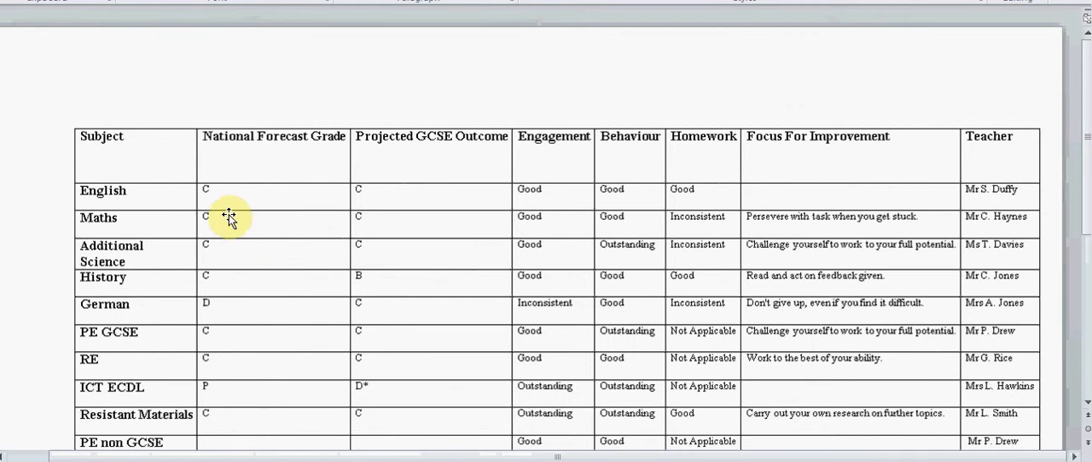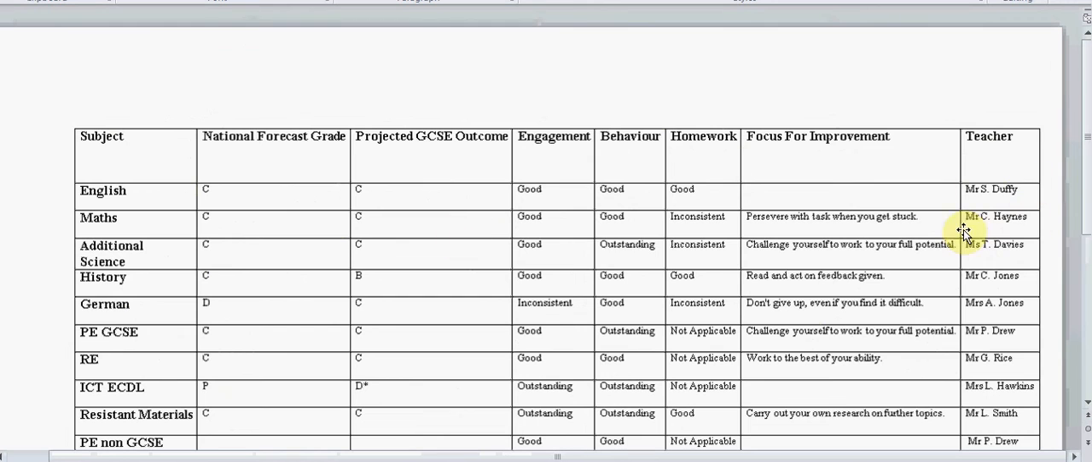Okay, let's look at this individually. We've got here English, the student is forecast to get a grade C. We are projecting that at the end of Year 11 they will get a C. So it's Mr. Duffy here, and he's saying engagement's good, behaviour is good, homework is good. Actually, I think the student is going to be getting a C at the end of the course at Year 11. So that's where we'd like to be. The national forecast grade is matching with our projected outcome. It's what the teacher believes the student will get when they finish the course.